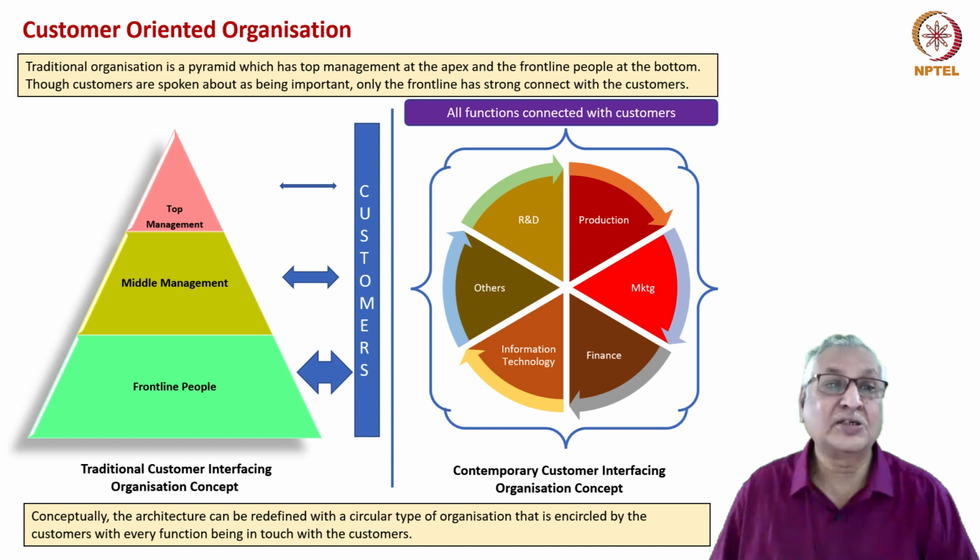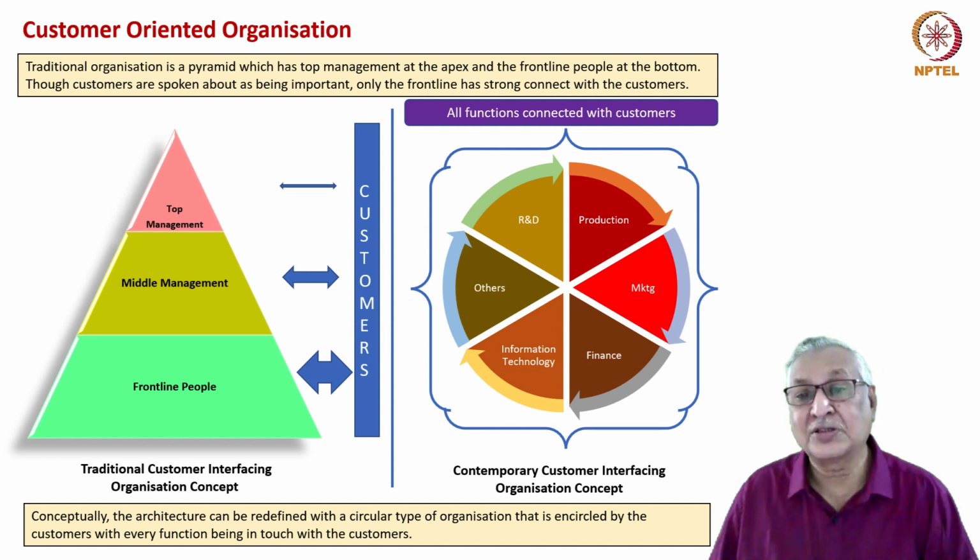But in a traditional organization, although the claim is that the organization is customer oriented, it is the frontline people that keep meeting the customers all the while. And that customer connect keeps on reducing as an individual progresses up the ladder. Middle managers have the role and scope to do less of customer connect, whereas the top management has even lower and smaller role. So this is the traditional customer interfacing that occurs in a pyramidal organization.